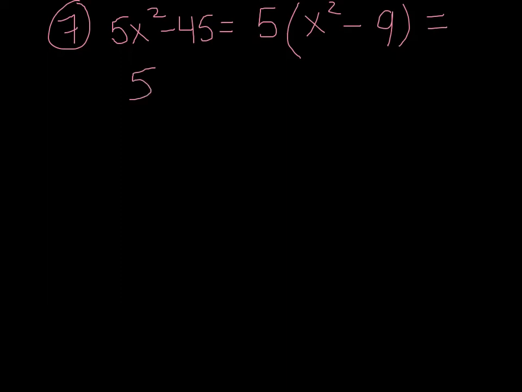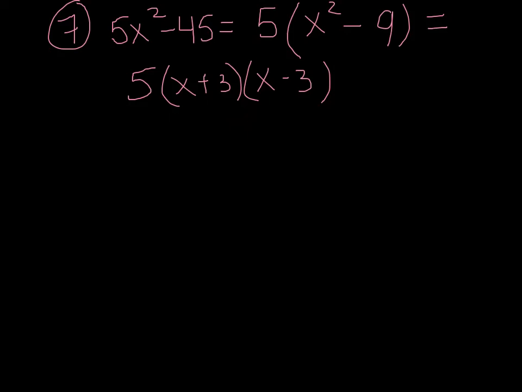I have my GCF of 5 that just comes along for the ride. I set up my two binomials. I need x times x to get x squared, and I need a positive 3 and a negative 3 so that it will multiply to negative 9, but negative 3x plus 3x would give me 0x in the middle.